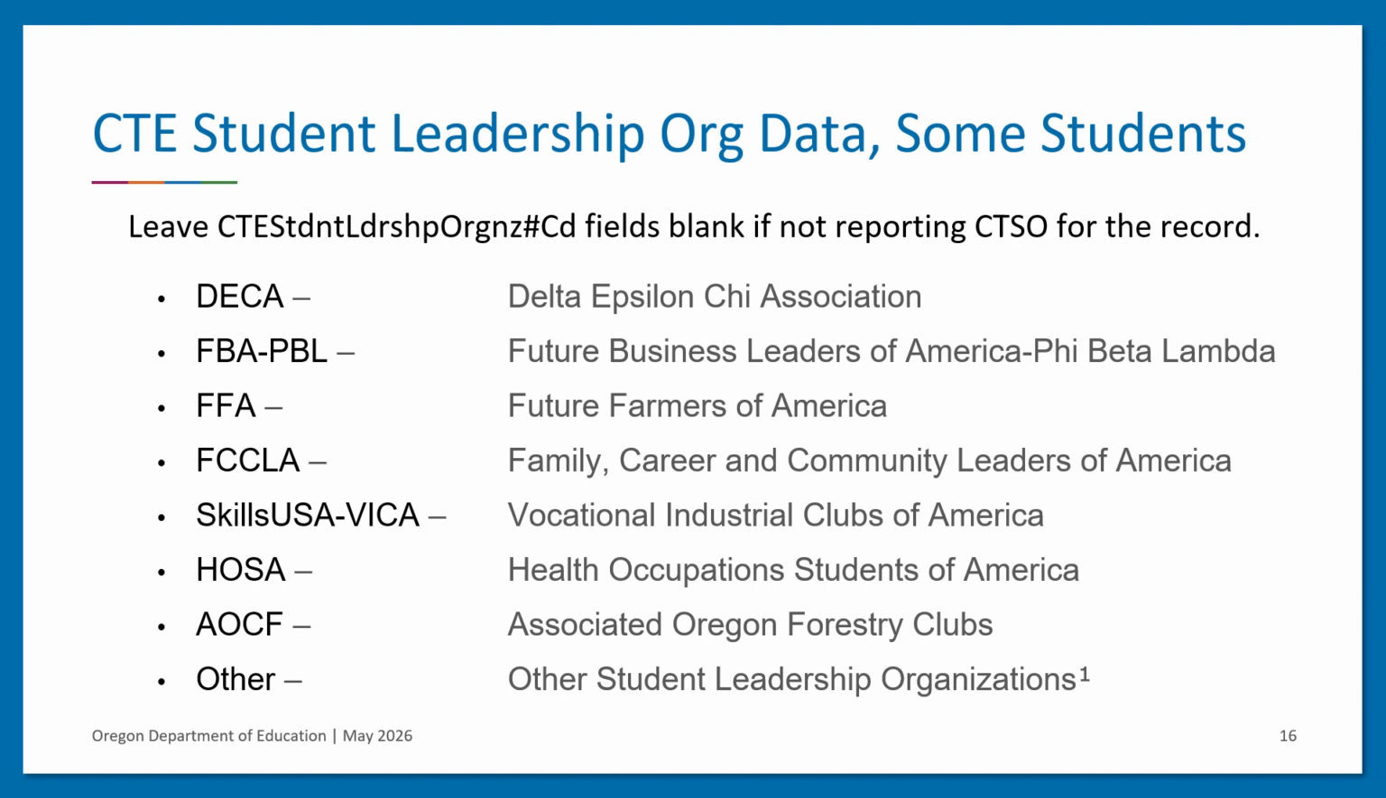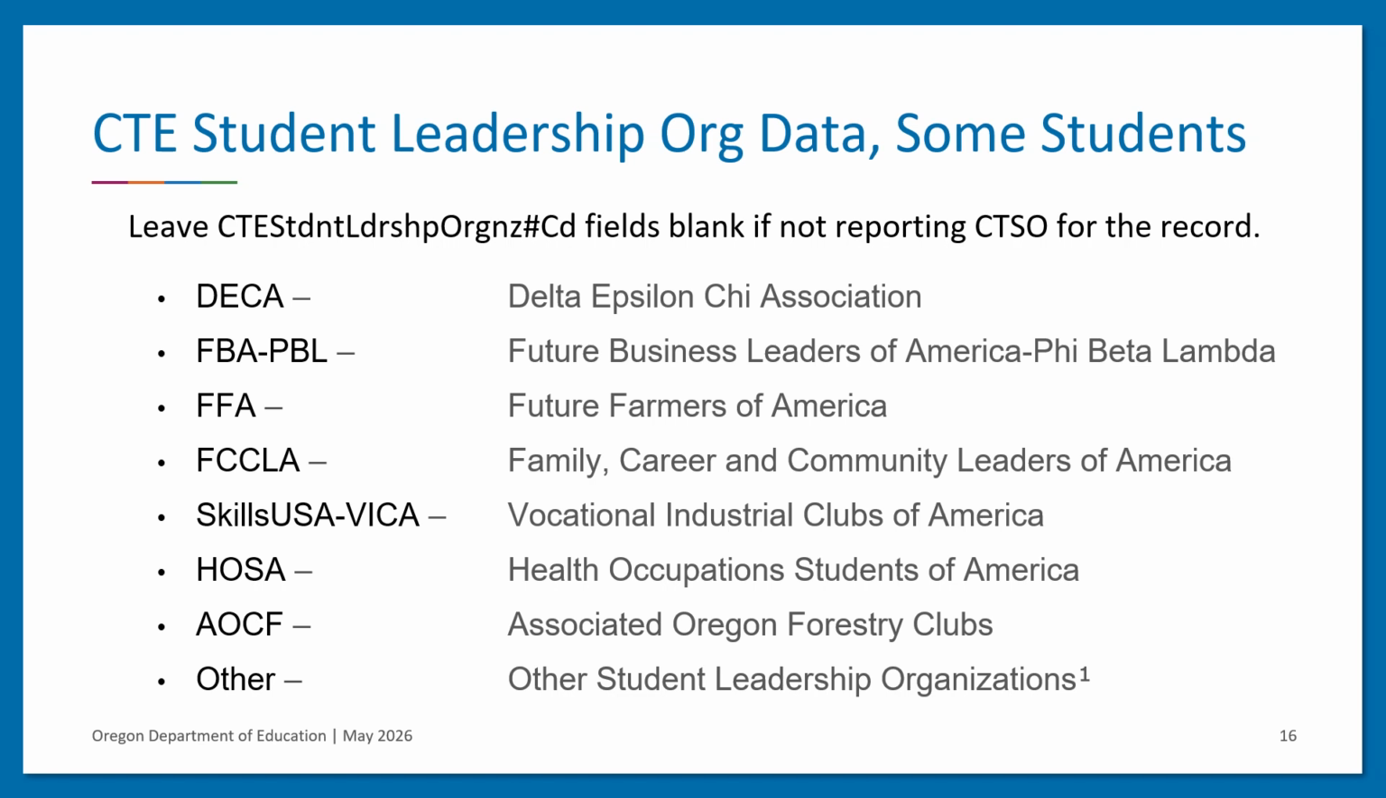In web submission, CTSO codes are indicated in a checklist with the option to multi-select. In a file upload, there are 4 fields available to report CTSO engagement. If a Category 3 student participated in one CTSO, enter the corresponding code in the field CTE Student Leadership Organization 1 code and leave the rest blank. This is most common for students with CTSO to report.